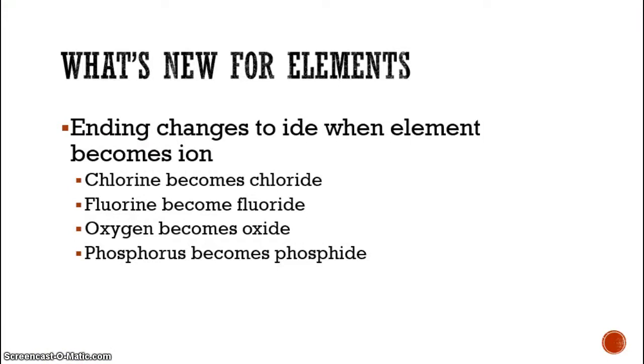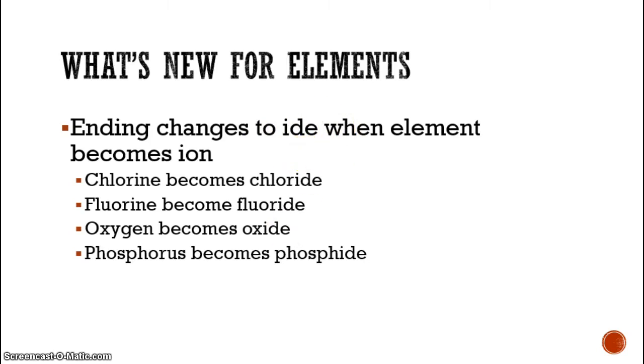You may have already noticed that the names are not exactly the same as they were for the elements. So chlorine on the chart isn't listed as chlorine anymore, it's listed as chloride, which you've probably heard of. Fluorine is not fluorine, it's fluoride. Oxygen is oxide. Phosphorus is phosphide. So unlike the cations, sodium is still sodium when it becomes an ion. Calcium is still calcium when it becomes an ion. But when an element becomes an anion, it changes the ending. So now I add this IDE ending instead of the ending it had before.